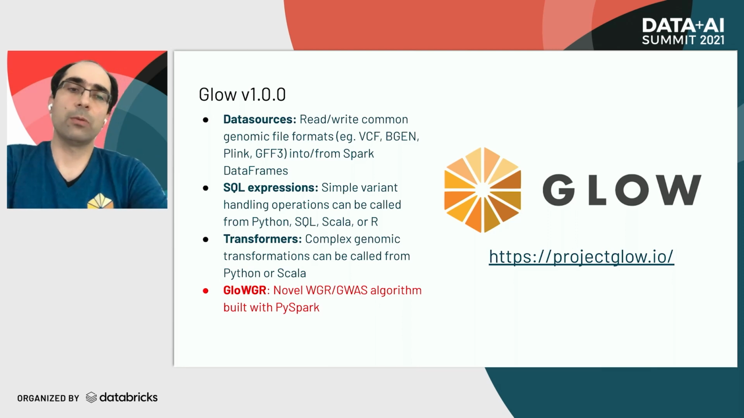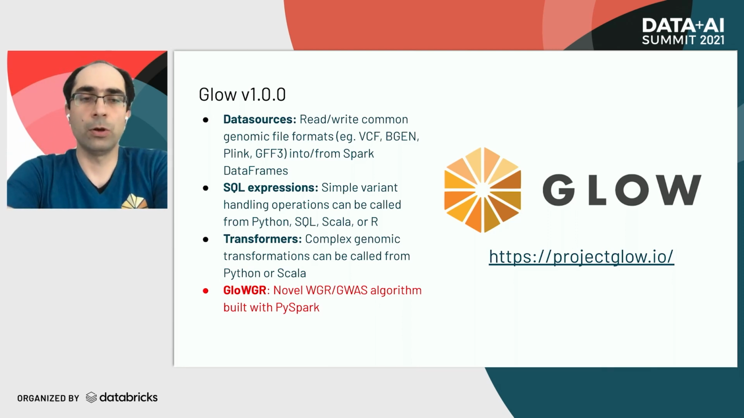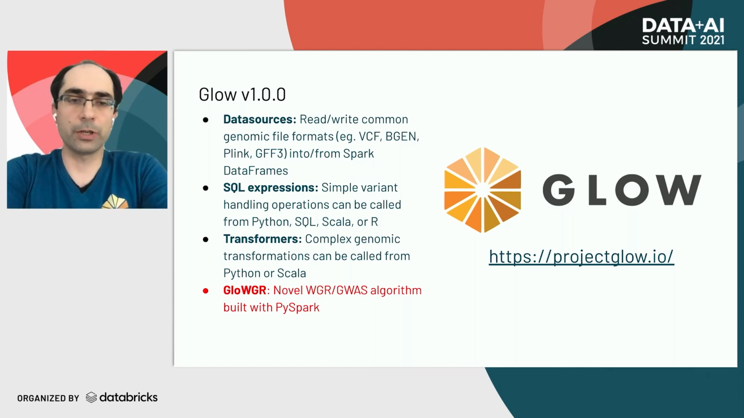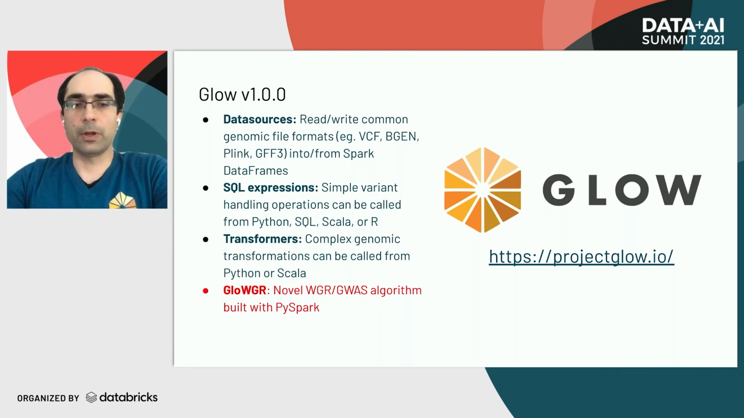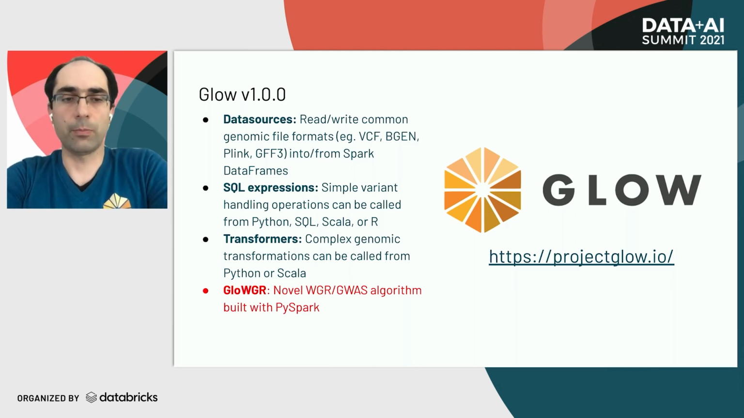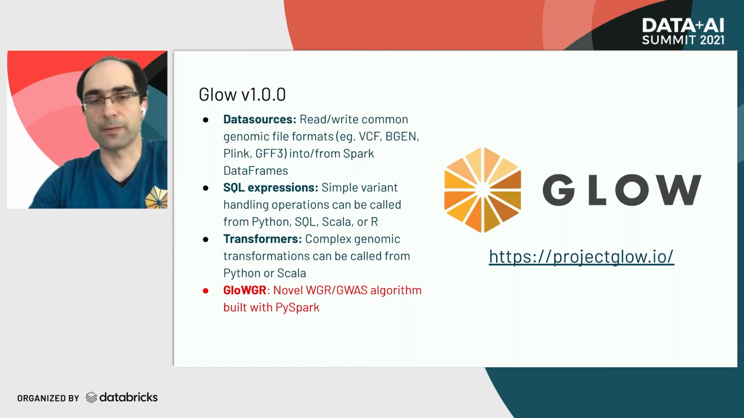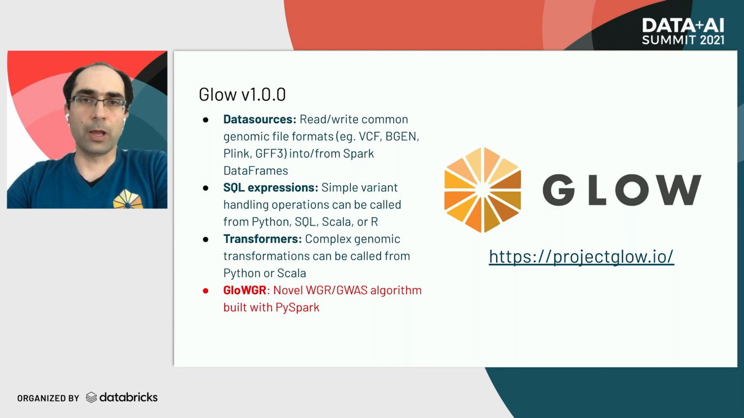And the one that we are most excited about is the GLOW GR, which is a whole genome regression boosted genome-wide association algorithm, which is a great example of the power of PySpark mixed in with the usage of Pandas UDF inside the PySpark to achieve very large scale linear regression based learning, as I will discuss a little shortly.